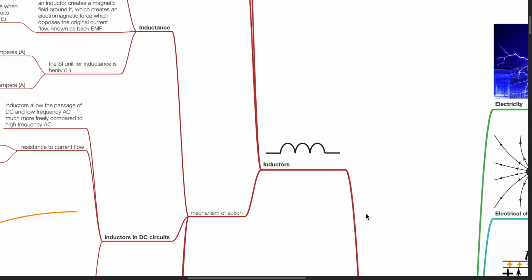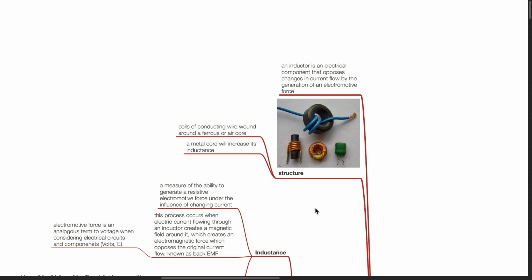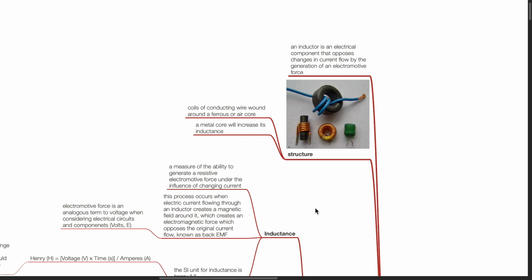Inductors. An inductor is an electrical component that opposes changes in current flow by the generation of an electromotive force. Structure. It consists of coils of conducting wire wound around a ferrous or air core. A metal core will increase its inductance.